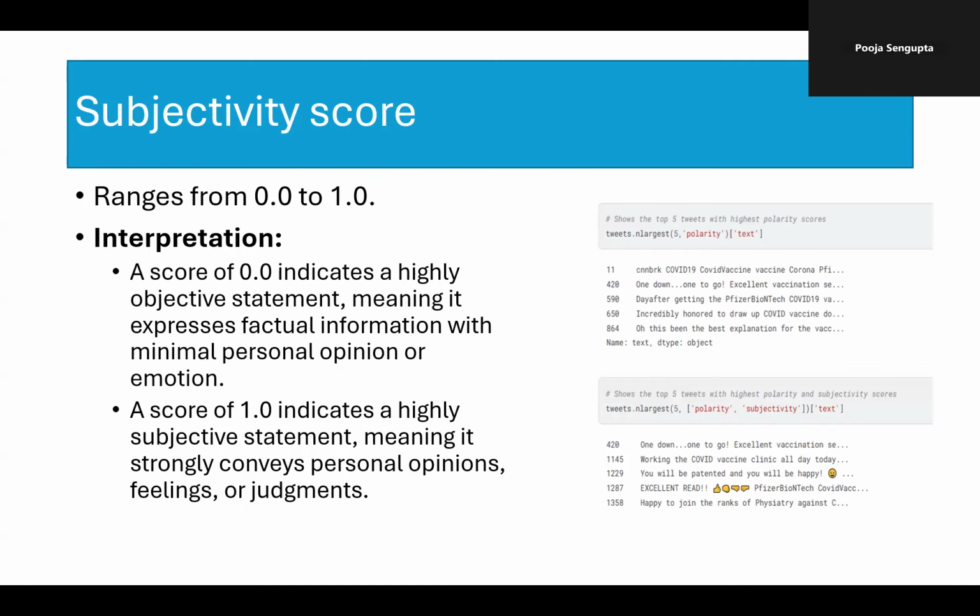Now, another metric that we can extract from the textual corpus are the subjectivity scores. Essentially, it lies between 0 and 1. A score of 0 indicates a highly objective statement, meaning it expresses only factual information and minimal personal opinion or emotion. Whereas a score of 1 indicates a highly subjective statement, meaning it strongly conveys personal opinions, feelings, or judgments.